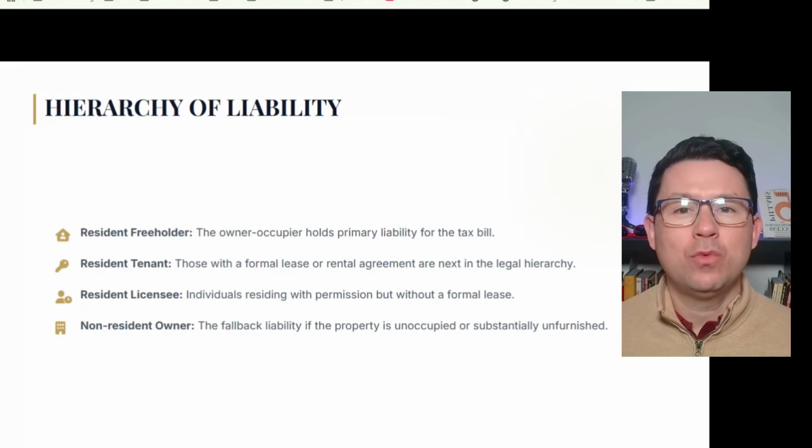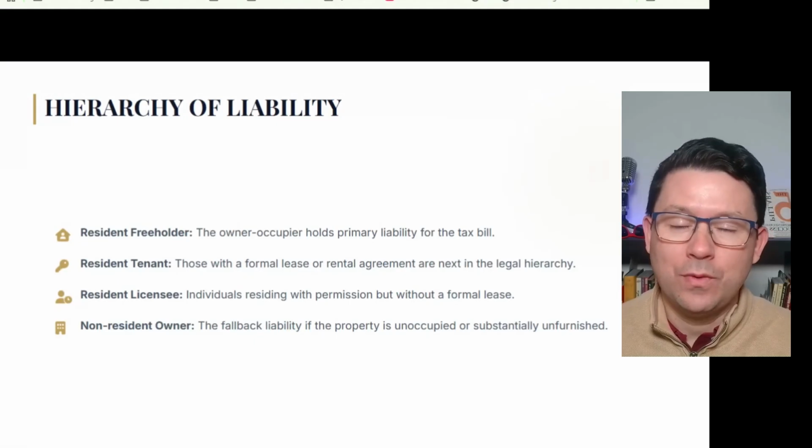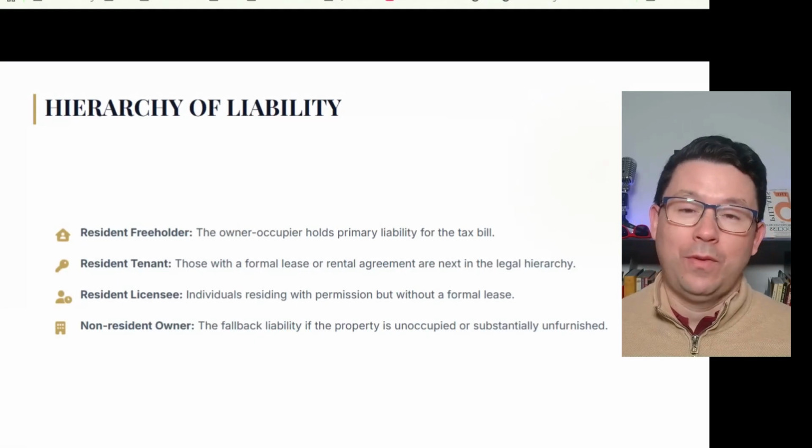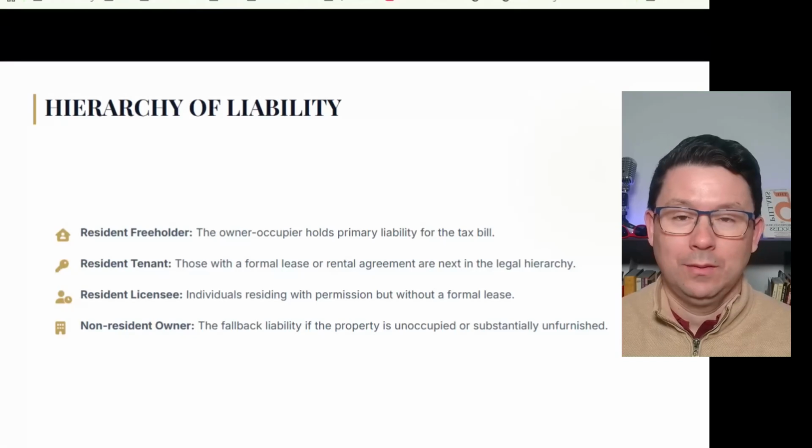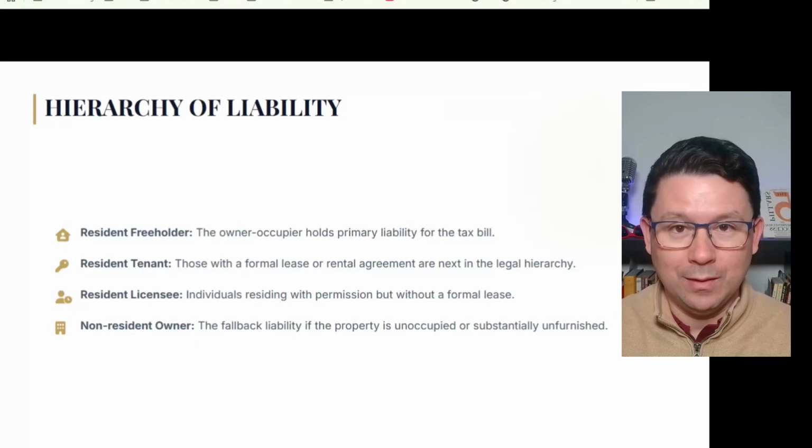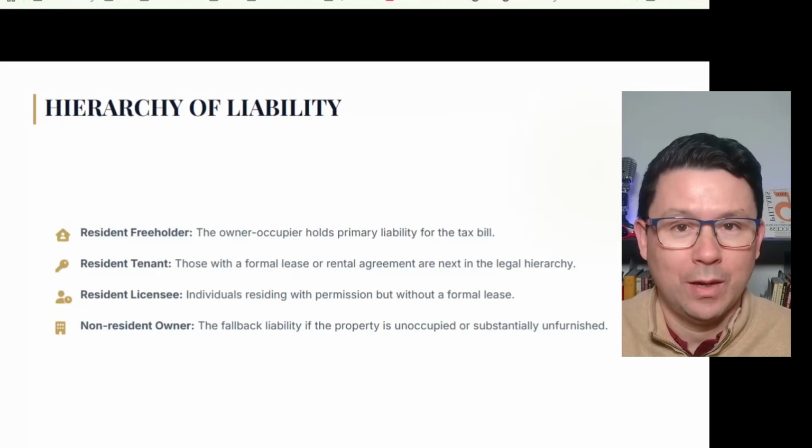Now, what if you have squatters? Incredibly enough, they would have to pay council tax if they are there. That's the first tip for you to know. Now, the fact that they pay in practice, that's a different thing. But in the law, if they're occupying your property, they are liable to pay that council tax.